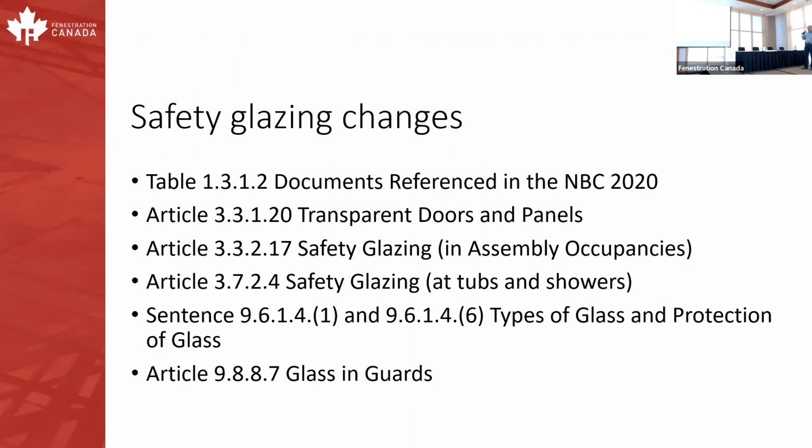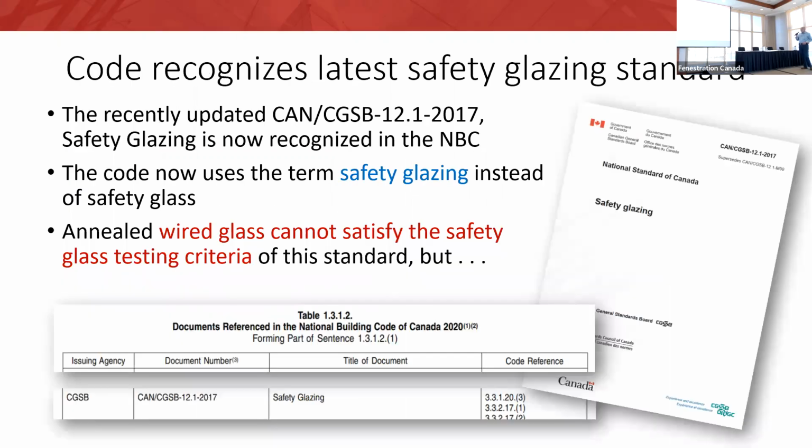So safety glazing changes occur in a number of places here in the code, and we'll look at them quickly. The new safety glass standard now covers many varieties of safety glass. So applied films and organic coatings can now be used to make safety glass, in addition to just tempered and laminated glass. And one thing, of course, that we know is that annealed wired glass doesn't satisfy the safety glass testing criteria that we have. And so wired glass is not considered a safety glass at all in this standard.